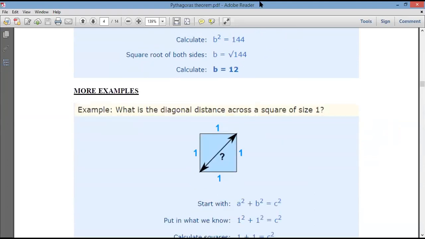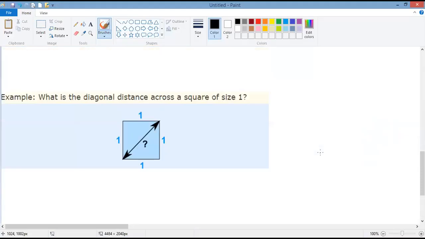Okay, so we have more examples. I think I already copied it to here. So I want everyone to try this example. I give you around 2 or 3 minutes to try this.